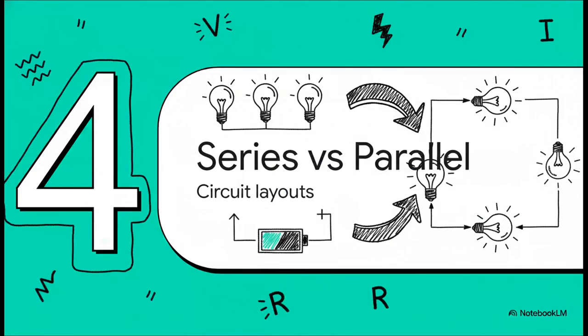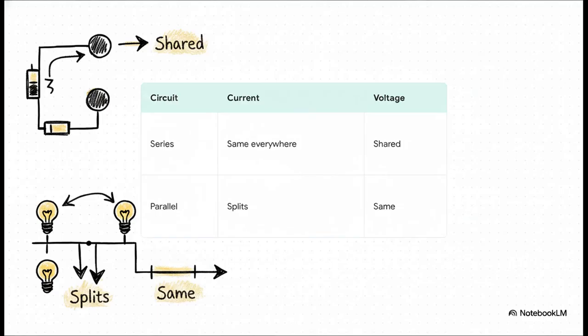Let's jump to section 4, series versus parallel circuits. So how do all these rules shift when we change the actual physical layout of the circuit? Well, look at the differences here. In a series circuit, which is just one single continuous loop, the current is exactly the same everywhere, but the voltage, that energy push, gets shared between the components.